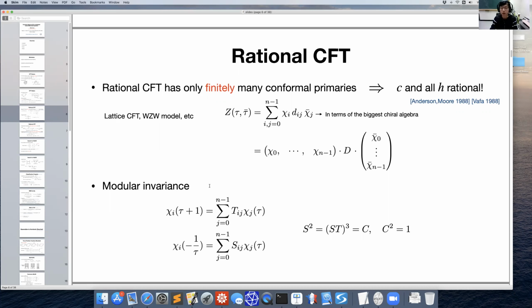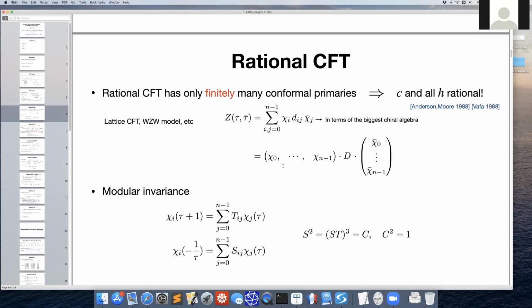And now let's look at, is the opposite true? If all c and h are rational, are CFTs always rational CFTs? Is this true, the opposite direction? That's a very good question. Let me see. Can I find some counterexamples? Yeah, it seems to me that's true. But maybe someone in the audience has some counterexamples.